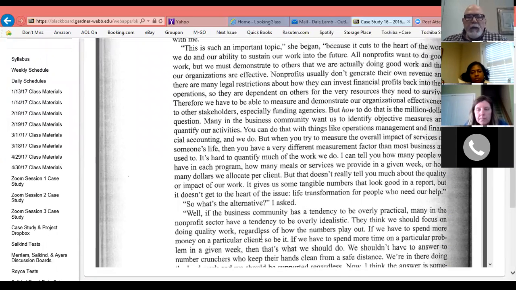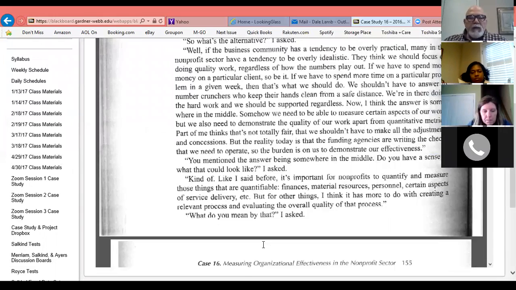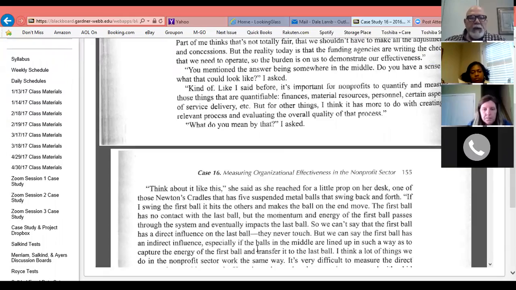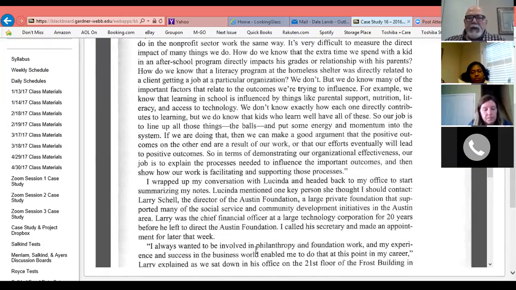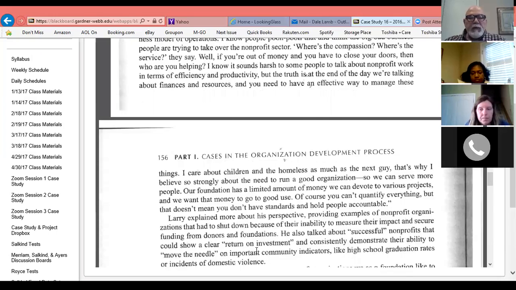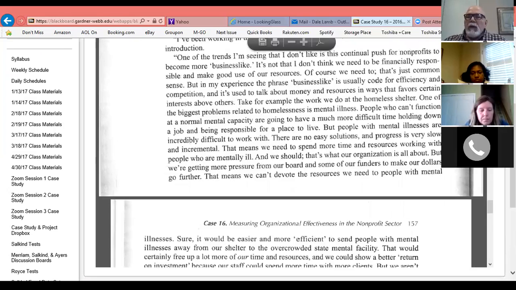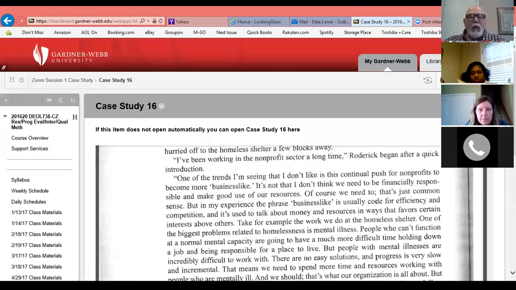Okay. Nonprofit sectors have a tendency to be over idealistic. They think we should focus on doing quality work, regardless of how the numbers play out. And so he goes on to lay out that problem and the issues that they have. And it's quite a long and involved case here. So let's kind of cut to the chase this morning. Let's get to the notes in terms of what we're looking for with this particular one.